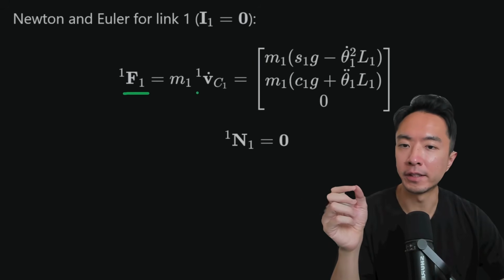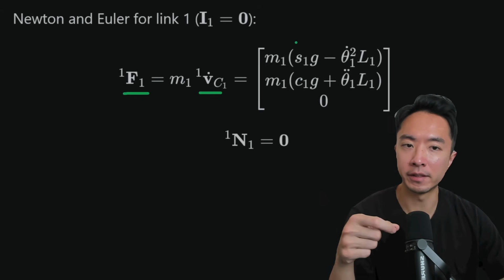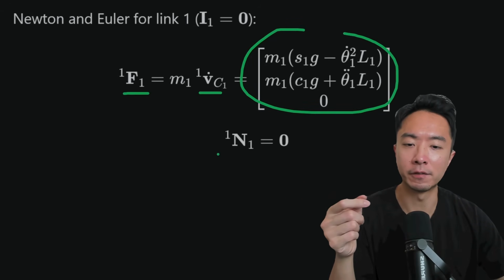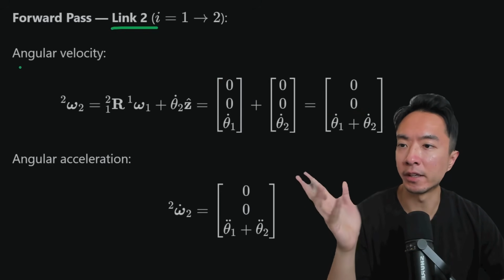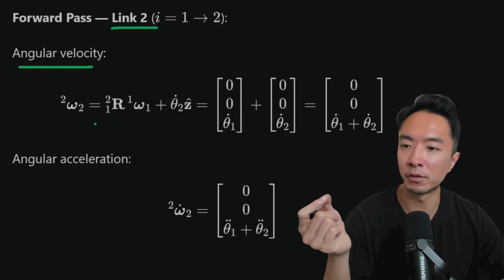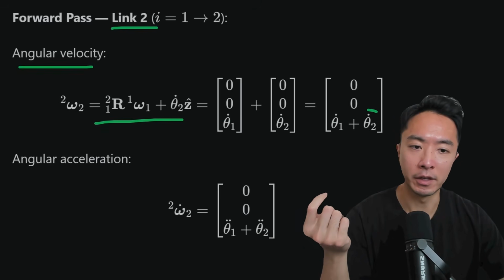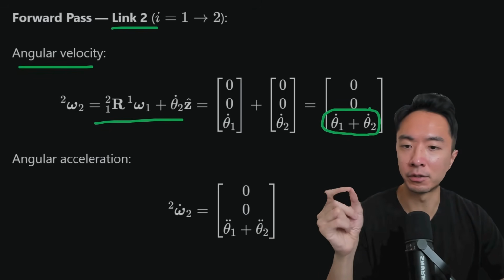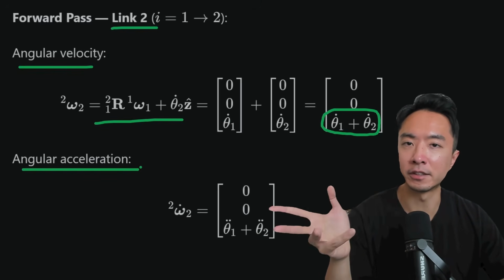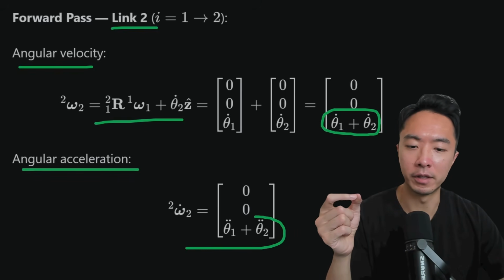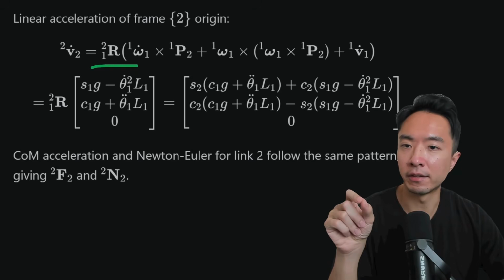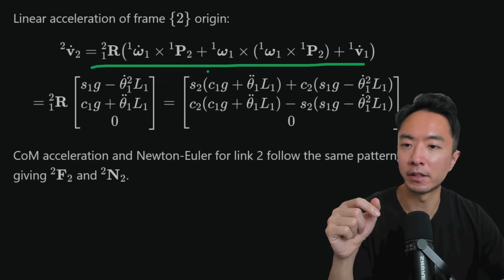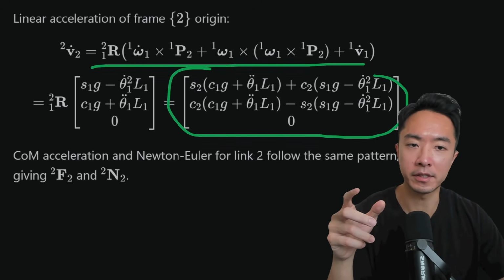Now for F, we take our result from previous, plug it in, we get this matrix here, and for N, we have 0. Now for the forward pass for link 2, we go through the angular velocity, we plug it into this equation. Now we have theta 1 dot and theta 2 dot show up. For the angular acceleration, we have theta 1 double dot, theta 2 double dot. Now for the linear acceleration part, we have this equation which we plug in. The final result is going to be this matrix here.